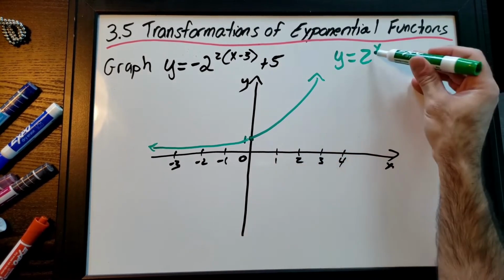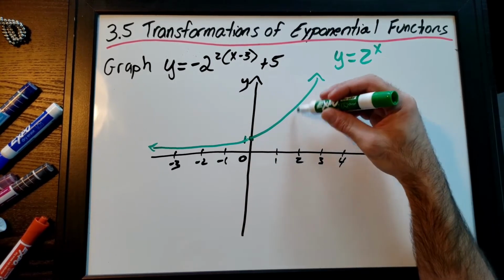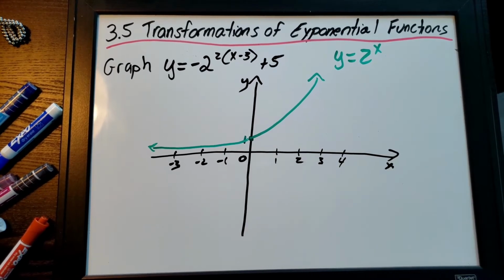I'm going to plug in 2. 2 squared is 4. This is about 4. Yeah, it looks pretty accurate. Okay, not too bad.